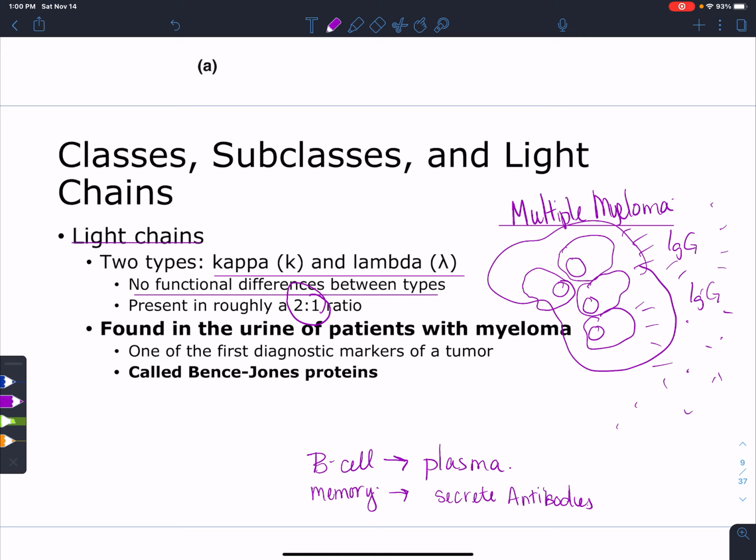And I believe they even say it's usually specific to IgG or even IgA, okay, depending which one it is. They're going to be exactly the same because remember, cancer cells clone themselves. But they also have those light chains. And so we find this excess, and remember, these are made up of protein, okay? We're going to find this in the urine. Okay? One of the first diagnostic markers of this tumor are Bence-Jones proteins, okay? And we find those in their urine.